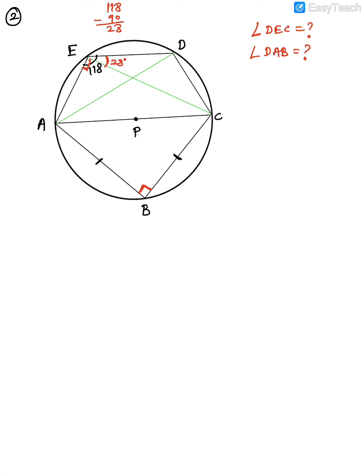Now, what is the arc opposite the angle DEC? This is the arc, look at this. Okay, the arc opposite angle DEC. I'll repeat once again. The arc opposite the angle DEC. This is your angle DEC. Okay, and you can see there is an arc DC out here. So this is the arc I am talking about.